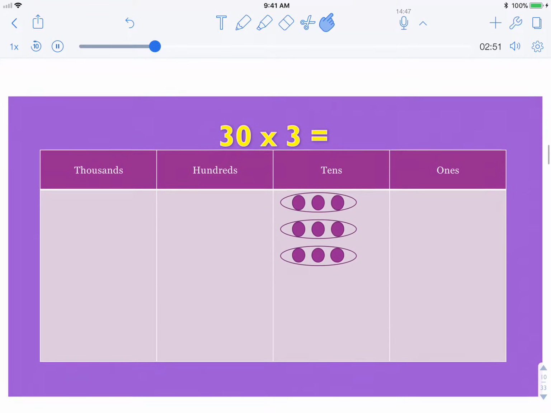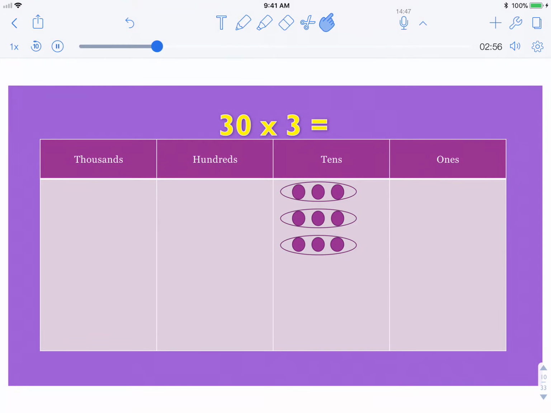Okay, so when I have 30, I have how many tens? I have 3 tens. And I have 3 tens happening how many times? 3 times. So 30 times 3 would be the same as 3 tens times 3, which would be 1, 2, 3, 4, 5, 6, 7, 8, 9. 9 tens, or 90.